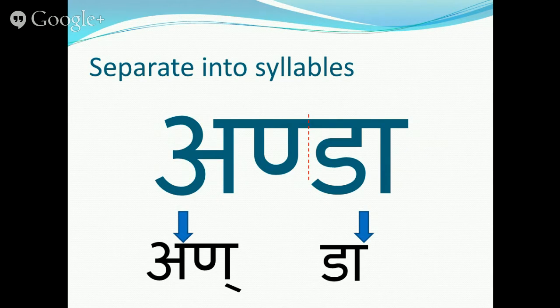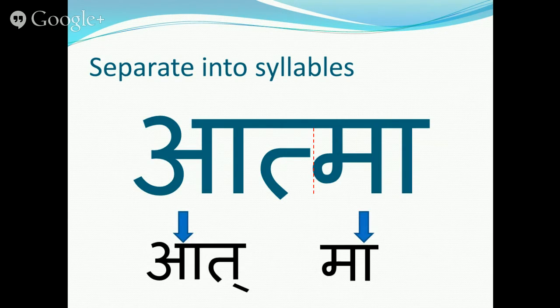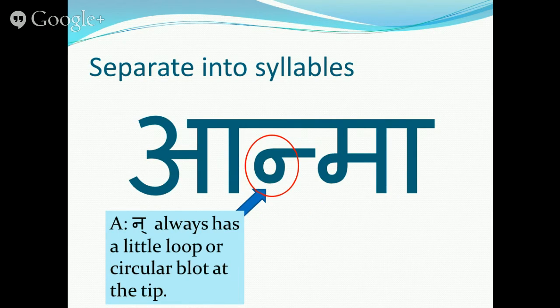Unda. Let's break this up. The first syllable is at, second ma. Atma. So how do we know this is not na? Well, you probably figured it out already. We know it's not na because there's no loop. It's a ta. Na will have this little loop. So this would be anma, but na has a loop.